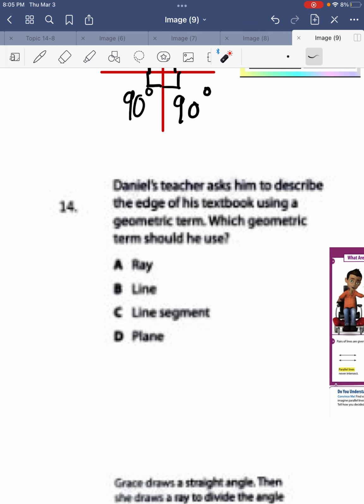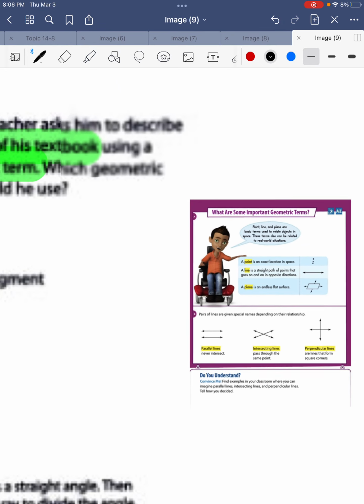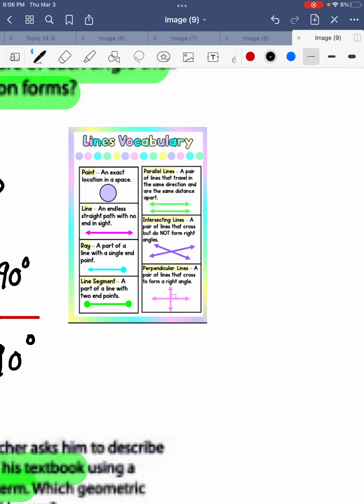Number 14 says, Daniel's teacher asks him to describe the edge of a textbook using a geometric term. Which geometric term should he use? So we're describing the edge of a textbook using a geometric term. If we look at our geometric terms they're giving us, we have a ray, a line segment, a plane. So I'm going to draw what each one should look like. My first one is a ray. It's not on here. Where is it? Here it is. I have a ray.